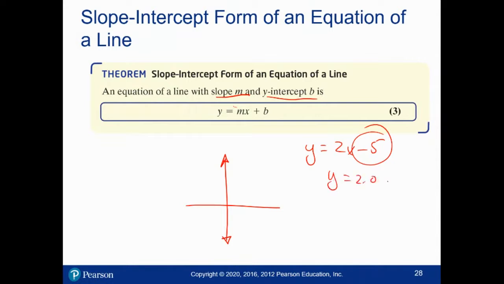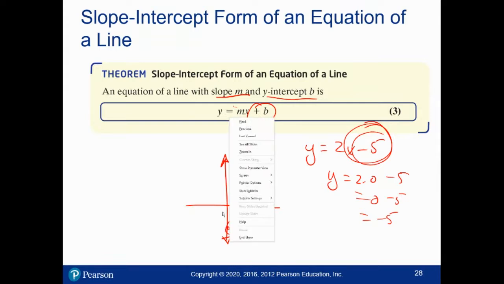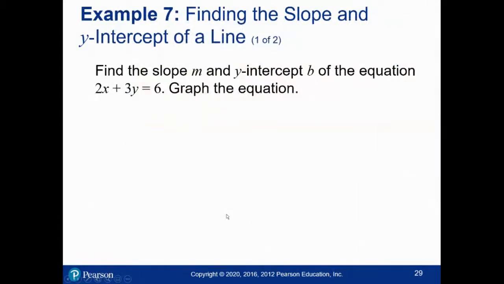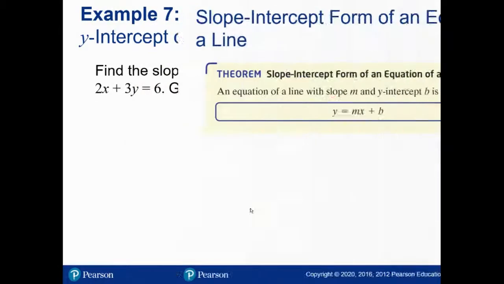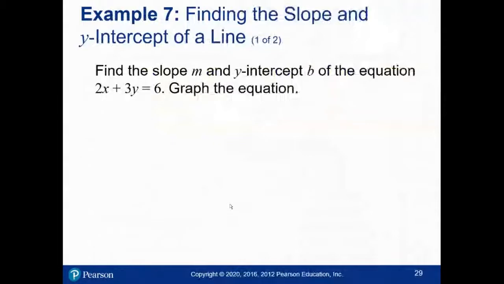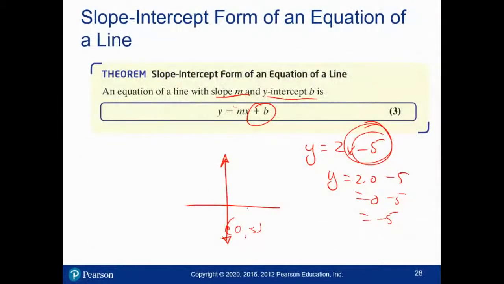2 times 0 is 0. 0 minus 5 is minus 5. So this number right here immediately tells you the intercept. So I'd go here and I'd say, there is 0, minus 5. There's my intercept. And now I would just put a slope of 2, and it'll look something like that.